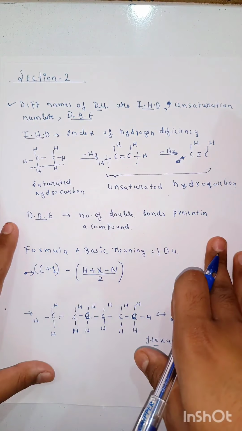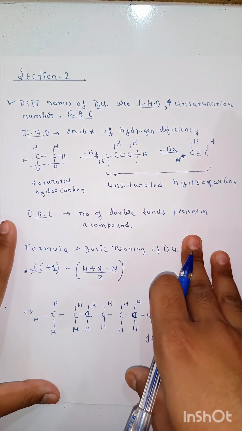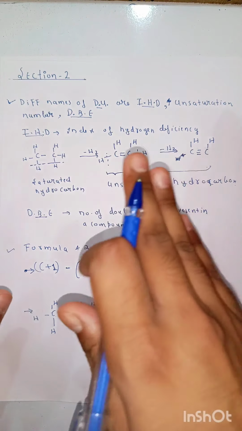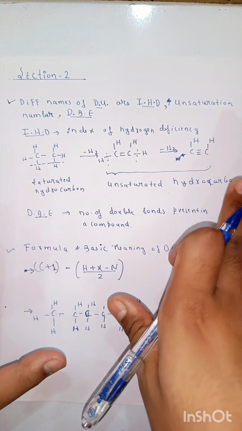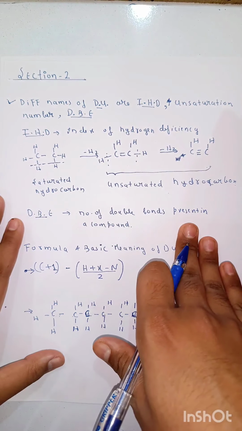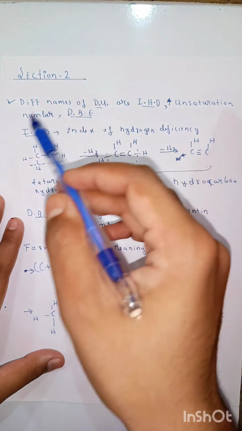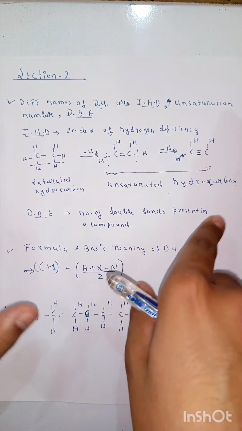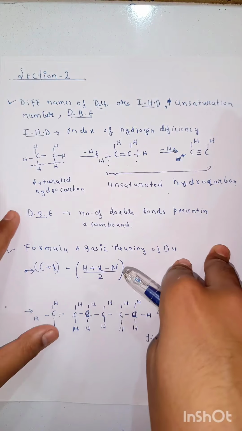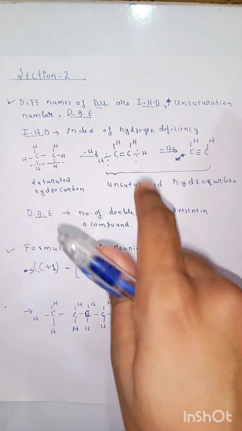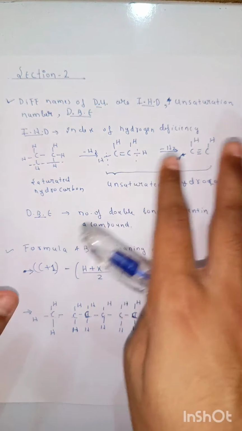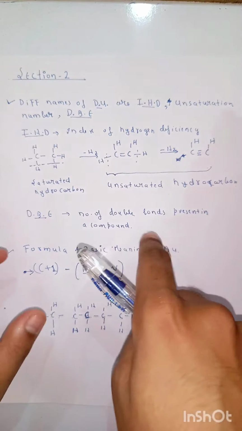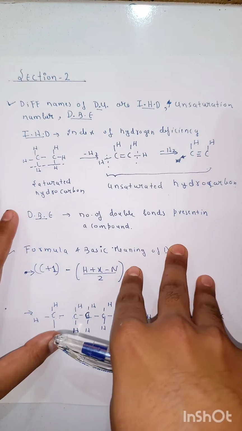I have already told you the definition, that is very basic. It is the sum of the total number of rings and total number of pi bonds which are present in the compound. Now in a question they may give you different names of degree of unsaturation as well. They may give you DU, they may mention IHD, they may mention UN, they may mention DBE. So all are similar names.